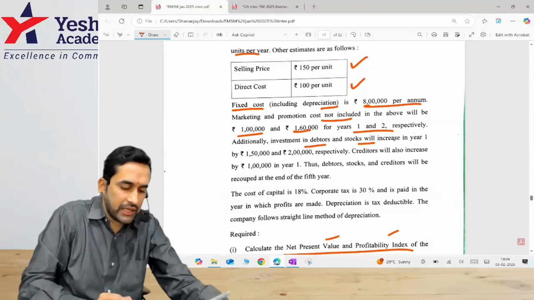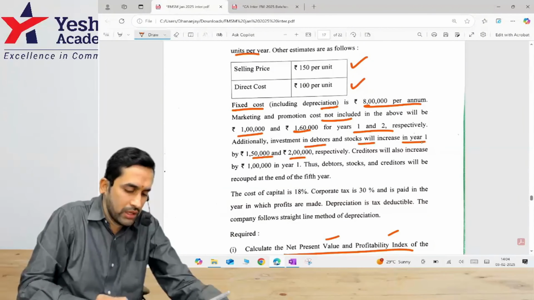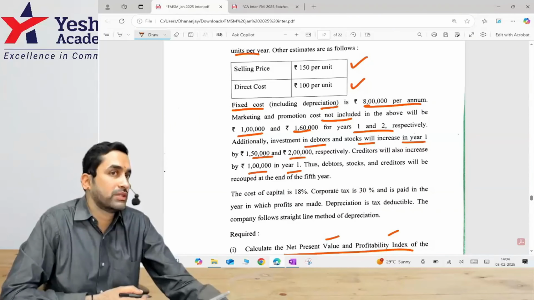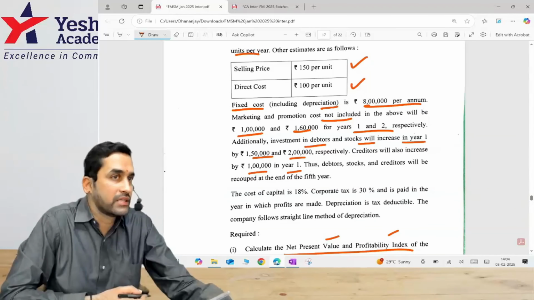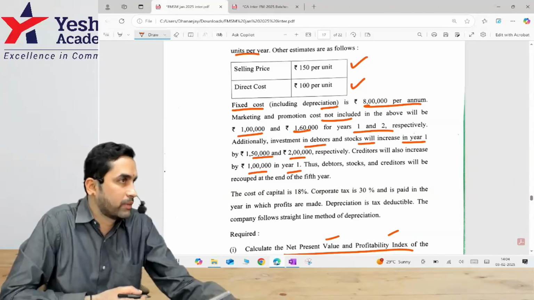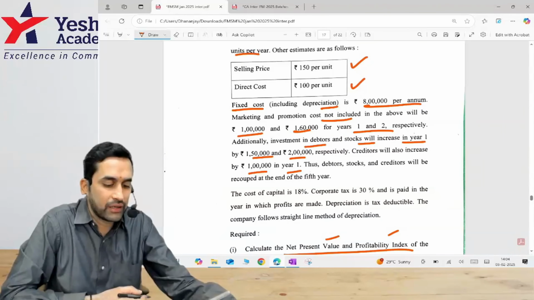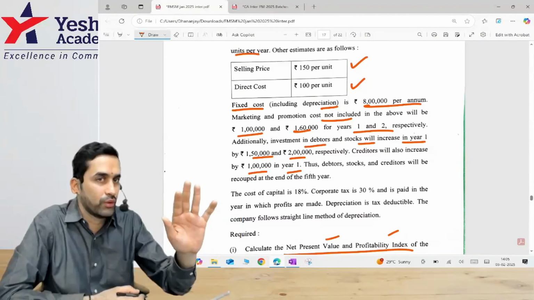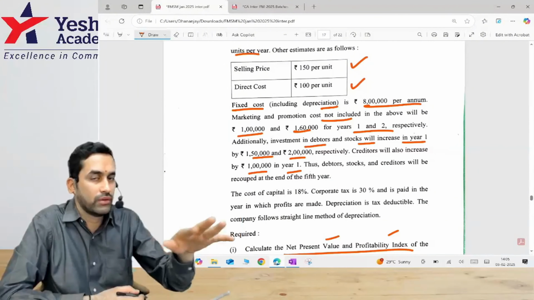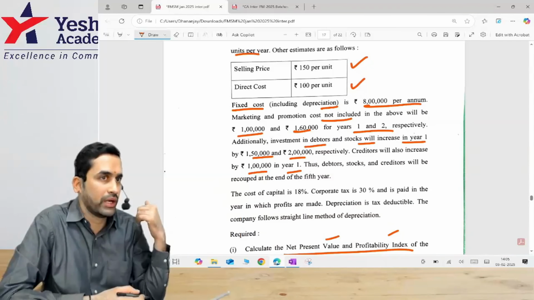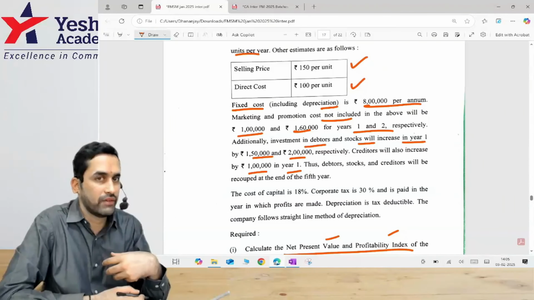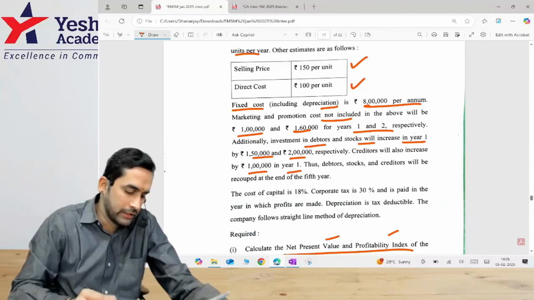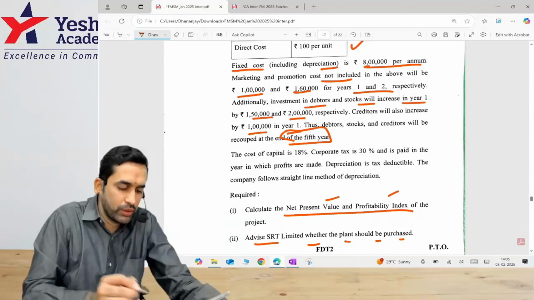Additionally, investment in debtors and stock will go up in year 1 and 2. Creditors will also go up in year 1 and 2. If you remember, this was that working capital. Year 0 normally you invest and in the last year of the project you get it back. But here it is happening in year 1 and year 2. Anytime stock is going up, it's a cash outflow. Current asset is going up, that means you have to invest money. But if current liability is going up, that means you are kind of receiving money. Not receiving money, but you are getting time to pay. Correct? Then, all of this money will come back to you in the 5th year.